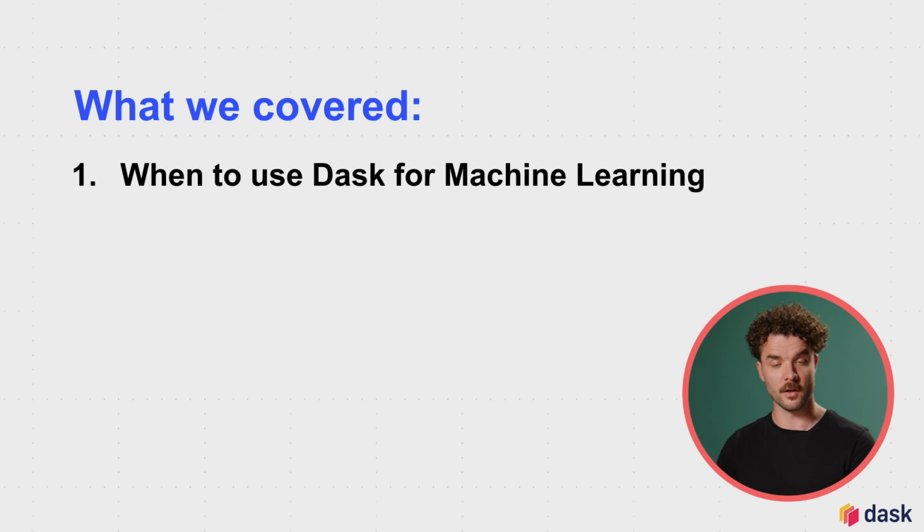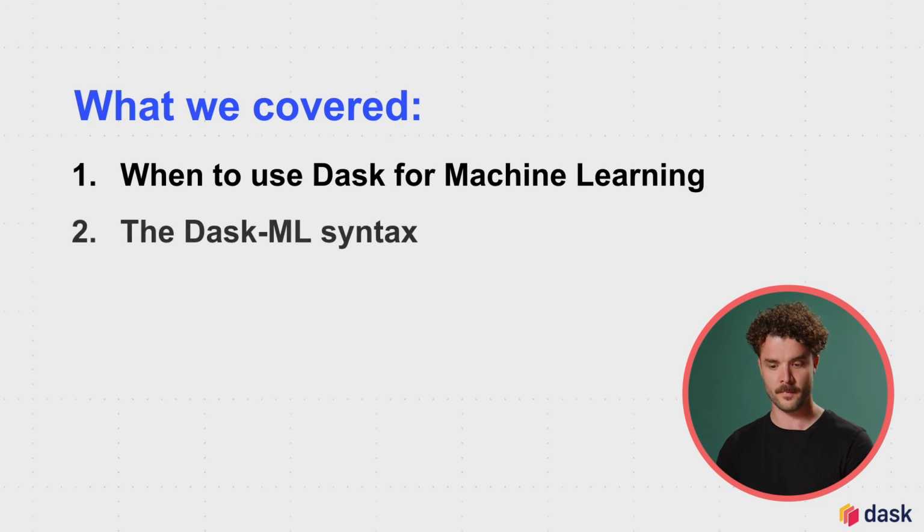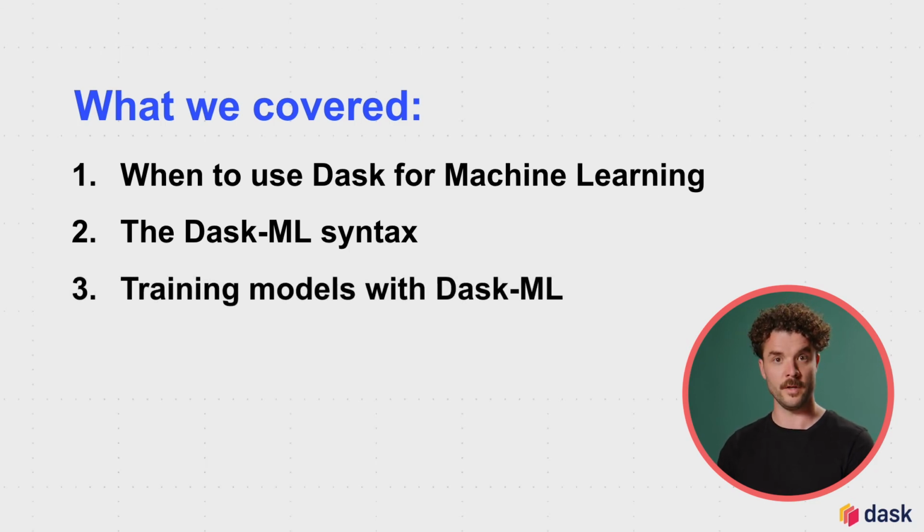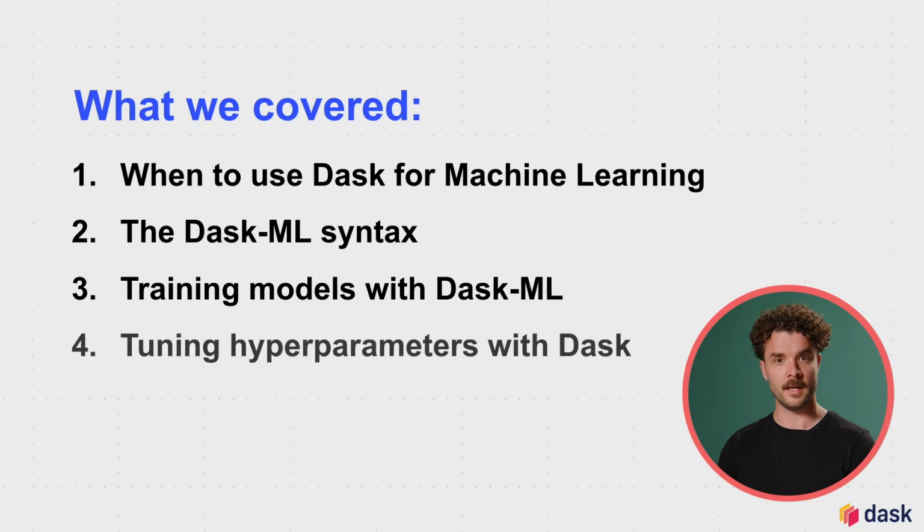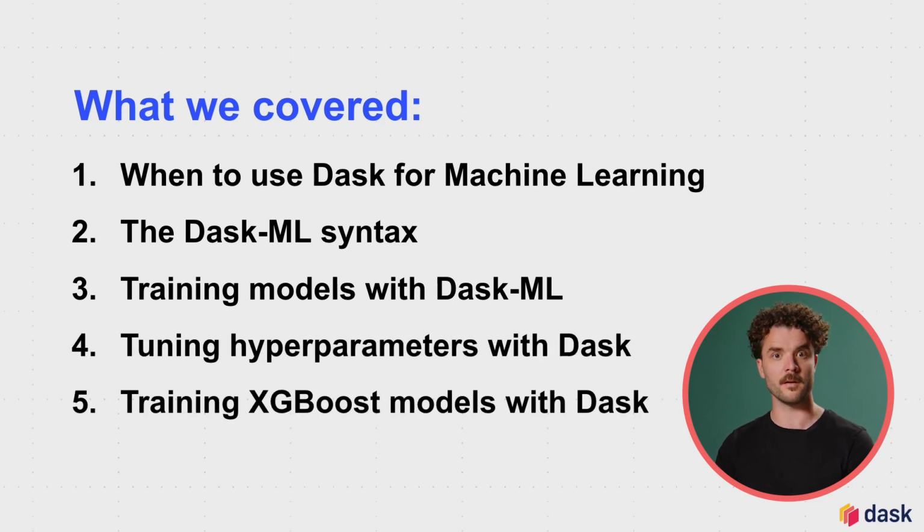All right, that wraps up the fourth module of the Introduction to Dask tutorial. We looked at when to use Dask for machine learning problems and the different types of scaling problems you might encounter. We looked together at the Dask ML syntax and how it mimics the scikit-learn syntax. We trained some models with Dask ML and performed hyperparameter optimization. And we took a quick look at the XGBoost Dask integration.